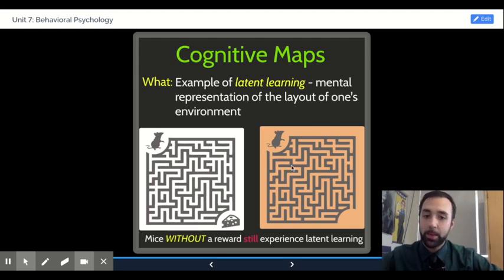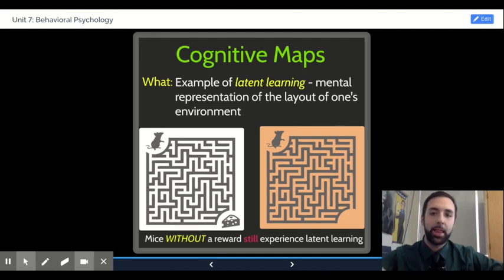That was not the case with the second mouse. The mouse in the second setting just walked around, wandered around. But nevertheless, they both picked up on the overall layout of the maze. They developed a cognitive map for the maze, even if the mouse in the second condition was never rewarded.